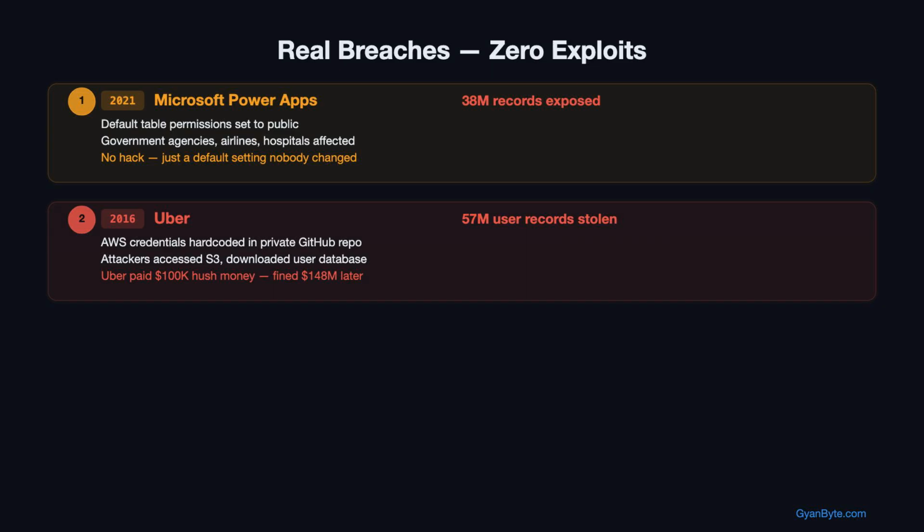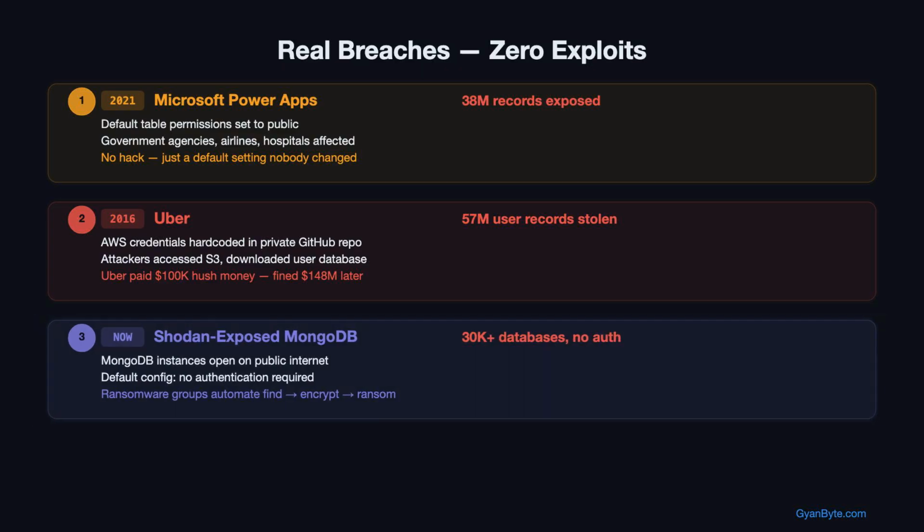Uber 2016. Developers left AWS credentials hard-coded in a private GitHub repo. Attackers found one, accessed S3, downloaded 57 million user records. Uber paid $100,000 to keep it quiet and got fined $148 million when it came out.